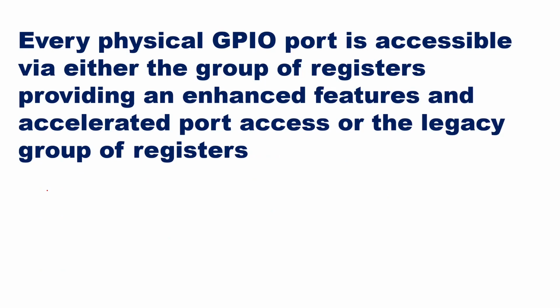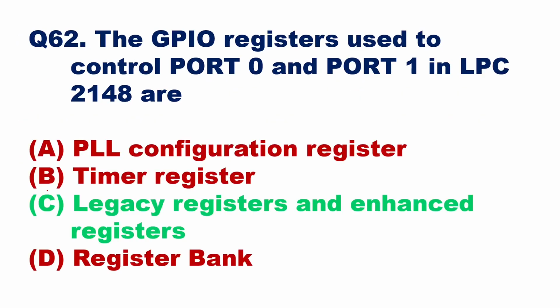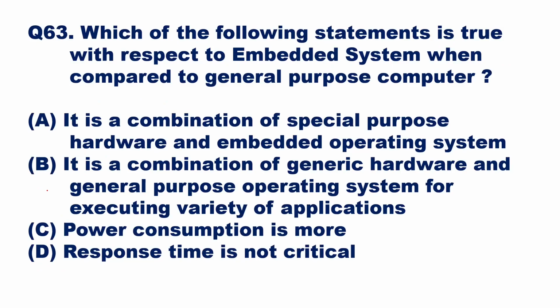So here every physical GPIO, that is general purpose input output port, is accessible via either the group of registers providing enhanced features and accelerated port access or the legacy group of registers. So here option C, that is legacy registers and enhanced registers, will be the right answer. Then we'll go to the next question.